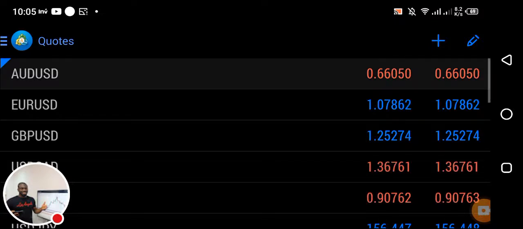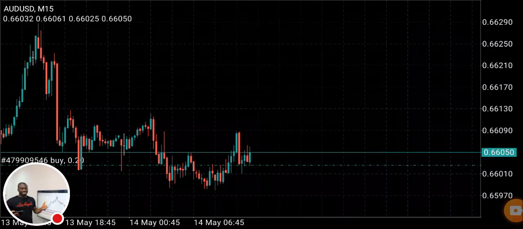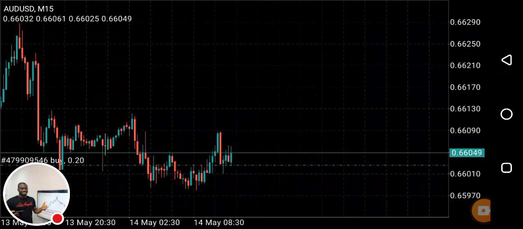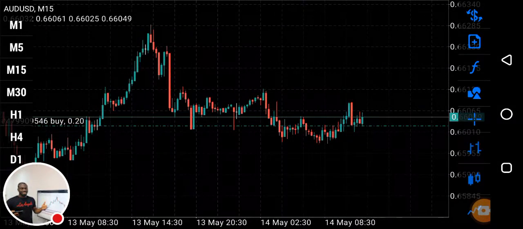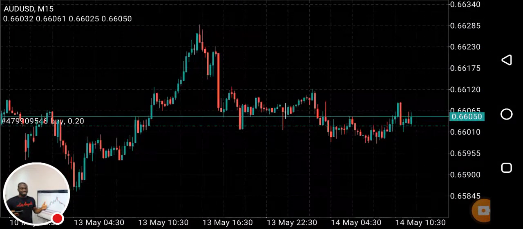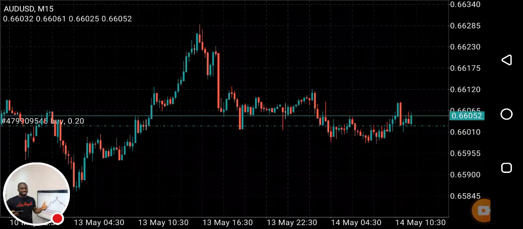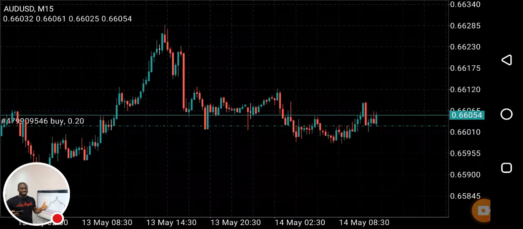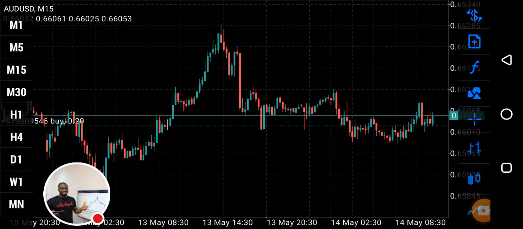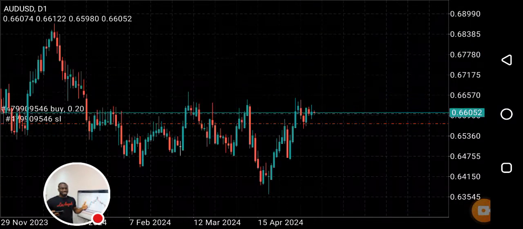Let's start with Australian dollar USD. I currently have a trade on Australian dollar USD. I am buying Australian dollar USD. Remember I told you guys my expectation for the week, my bias for Australian dollar USD this week is bearish. It is bearish, but I'm currently buying Australian dollar USD. So why did I buy Australian dollar USD? Let me start with the daily time frame.